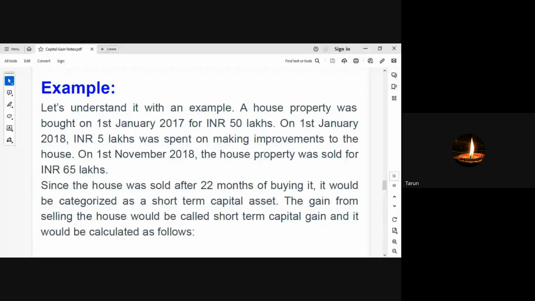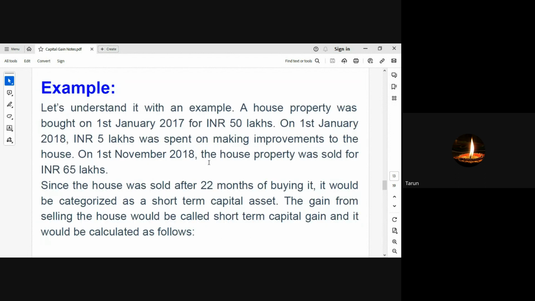I will repeat again. Why is it a short-term capital asset? Because the house was sold after 22 months. And what is a short-term capital asset? If you sell any asset within 36 months or before 36 months, it is called a short-term capital asset. So this house property is a short-term capital asset. So the gain from selling the house would be called short-term capital gain, and it would be calculated as follows.